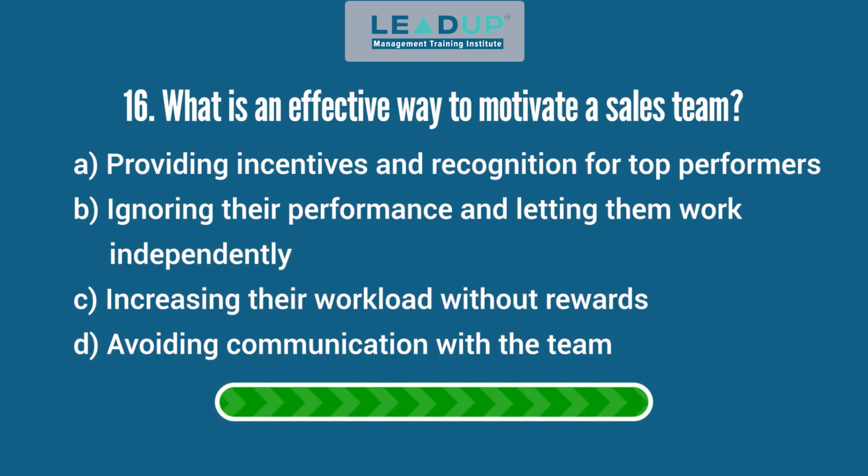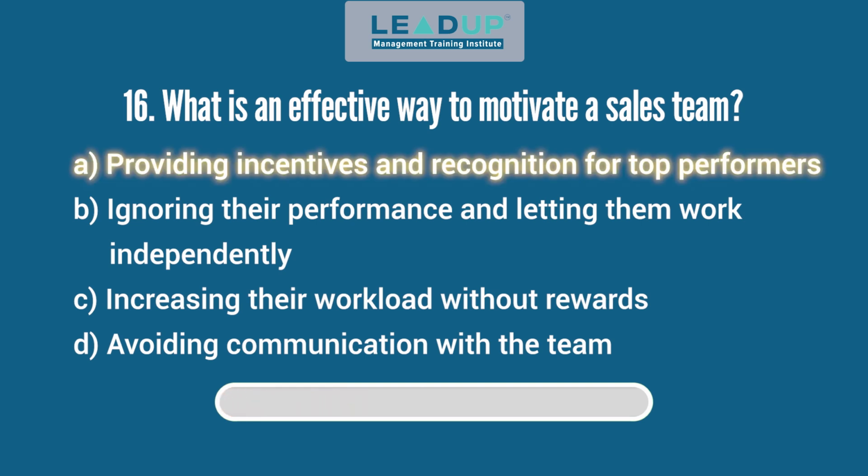Question 16. What is an effective way to motivate a sales team? A. Providing incentives and recognition for top performers. B. Ignoring their performance and letting them work independently. C. Increasing their workload without rewards. And D. Avoiding communication with the team. Answer: providing incentives and recognition for top performers.